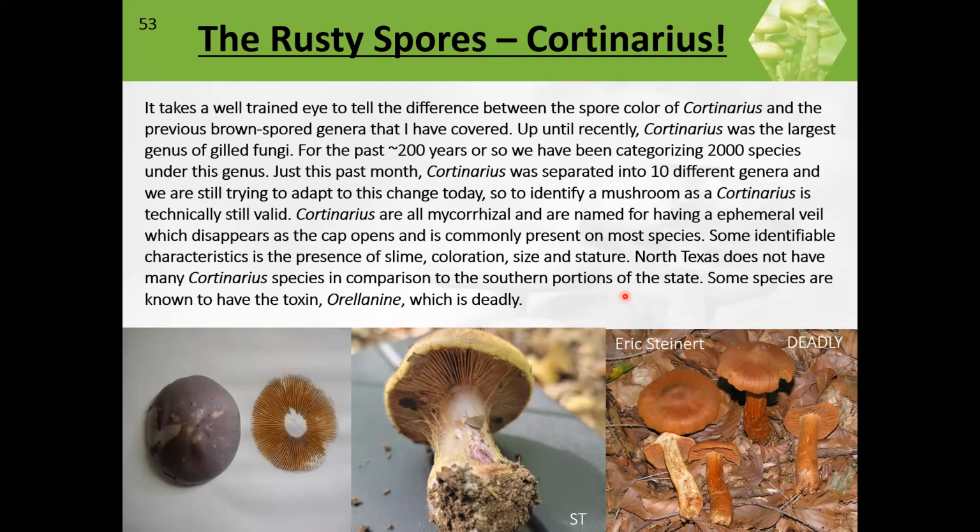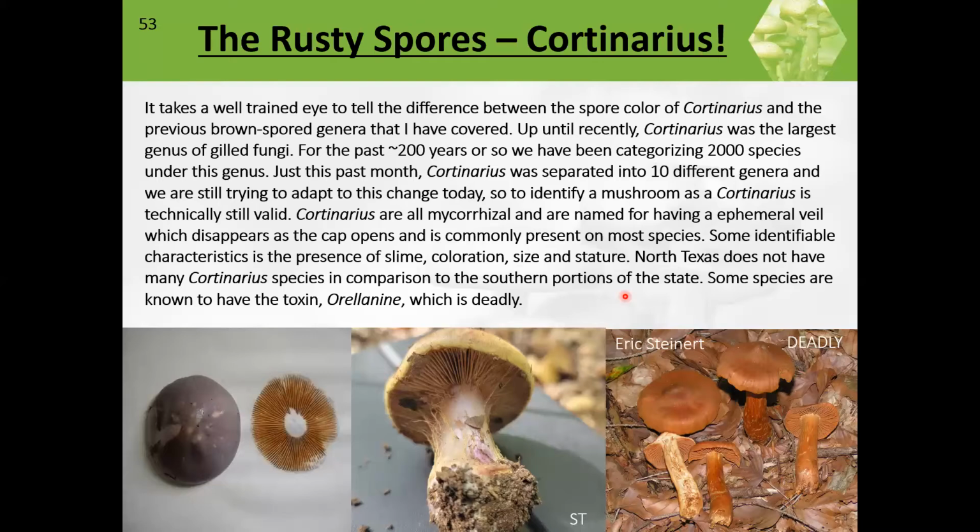We'll still know what you're talking about, because I think it's going to take a lot of time for people to catch up to understanding this split, because it's such a massive split. This was the largest genus of agaric fungi, which means gilled mushrooms, and it contained over 2,000 species, and it was just split into 10 different genera. For the past 200 years it's been working, but they decided, based on certain morphological features, and I'll just give you guys a glimpse.